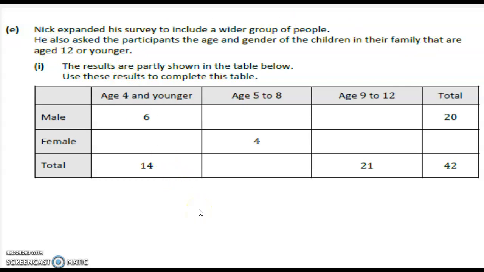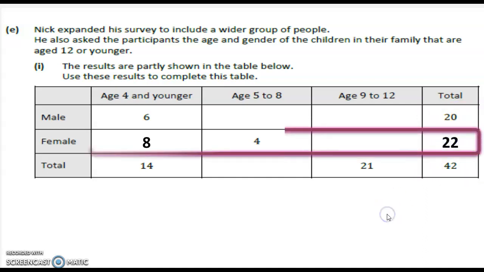So let's try and get the easy ones first. Here's the one I would have spotted first of all. There's male 6, total is 14, so 14 minus 6 means there's 8 female. Next one is over here in the total. You've got 20 male and 42 in total, so 42 minus 20, you have 22 female. Next one is this one here in the middle. There are a couple of different options.